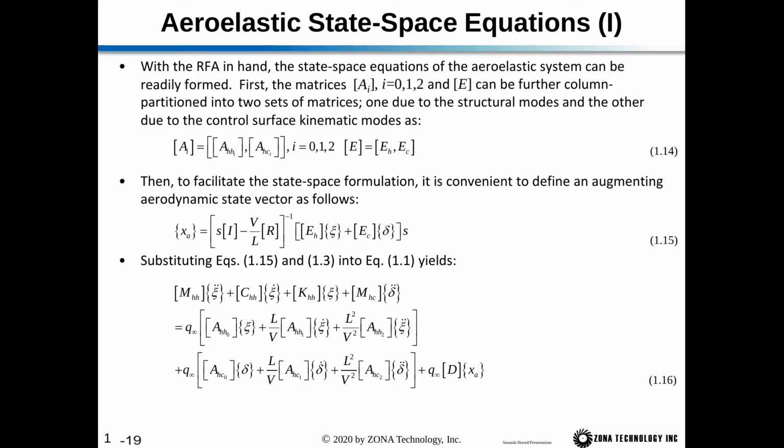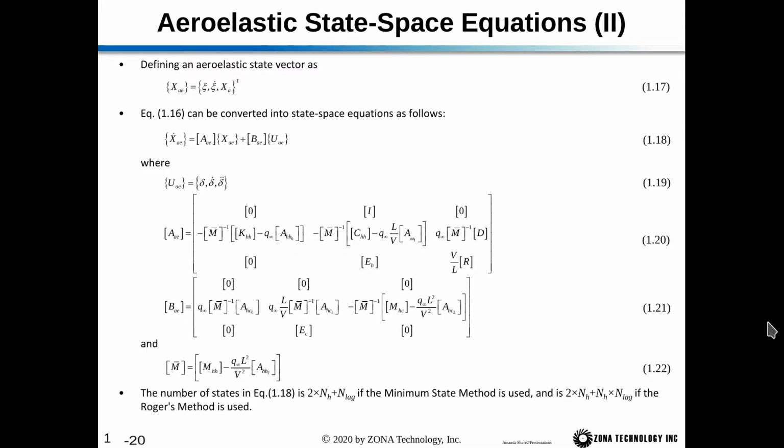Next, to facilitate the state space formulation, it's convenient to define an augmenting aerodynamic state vector, XA, given in equation 1.15. Now we can substitute equations 1.15 and 1.3 into equation 1.1 to give us equation 1.16. So on the left-hand side, we have the structure terms, and then on the right-hand side, we have the aerodynamic terms.